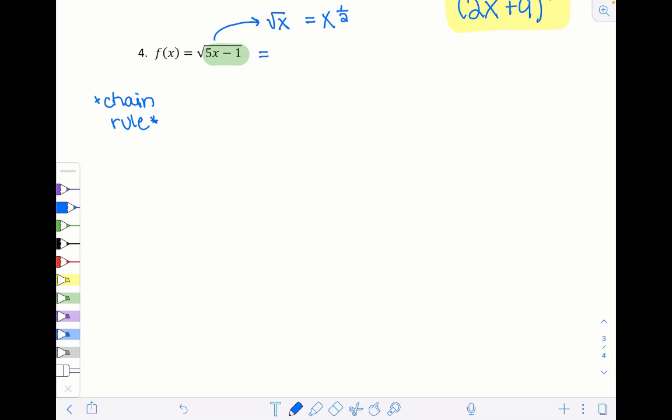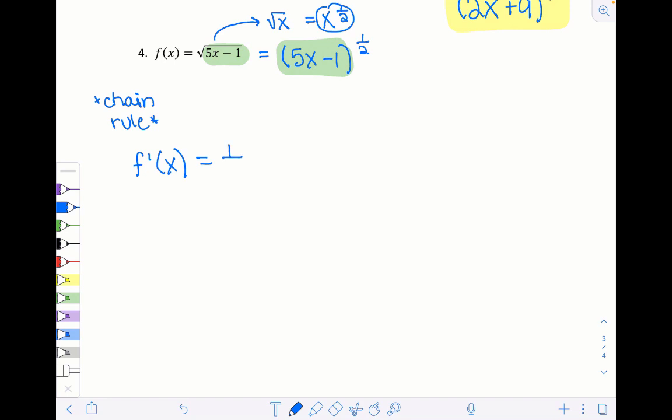So for our actual problem, before we take any derivatives, we could rewrite it as 5x minus 1 to the 1/2. So now that it's written in the form of like a base with an exponent, we can apply the power rule, but we're also going to apply the chain rule as well. So to take the derivative, we'll work on the outside part, kind of like just the x to the 1/2 part, and use the power rule.